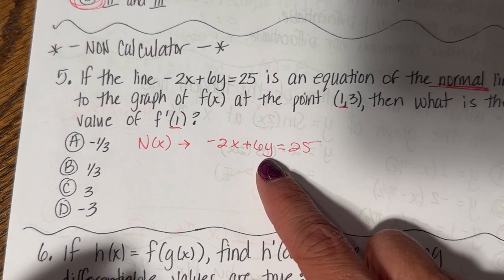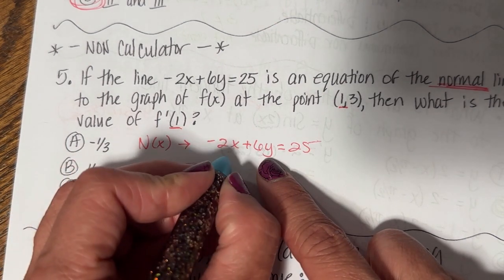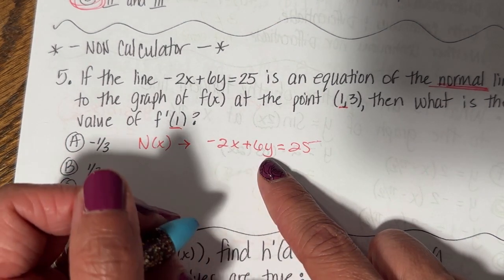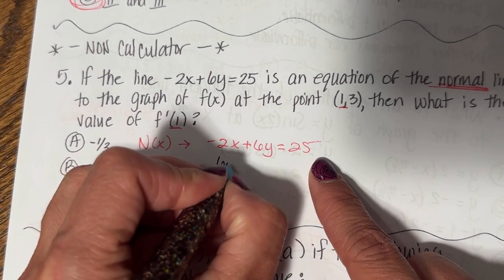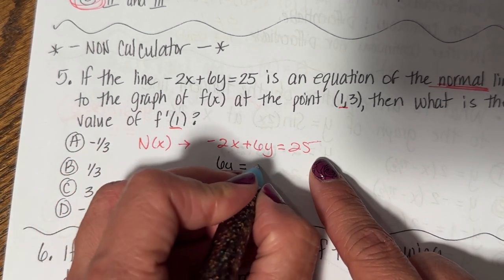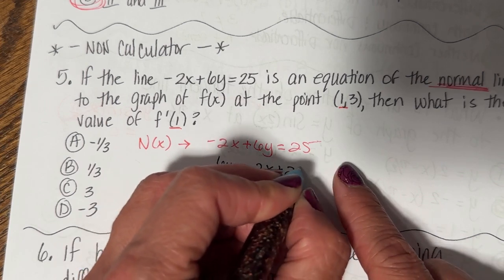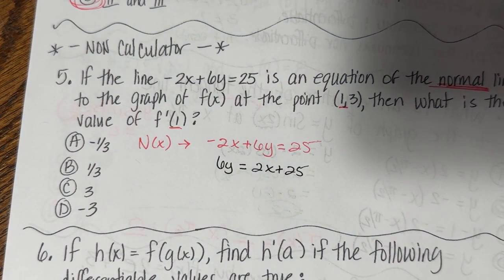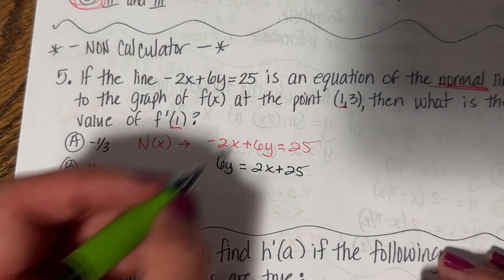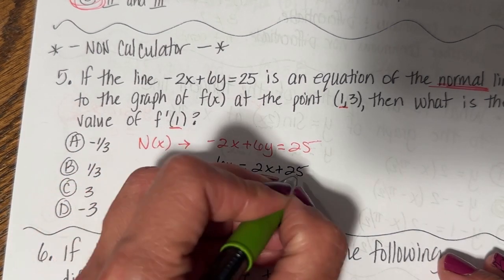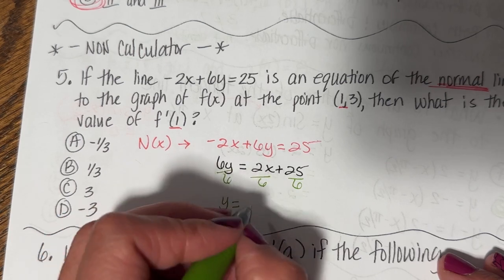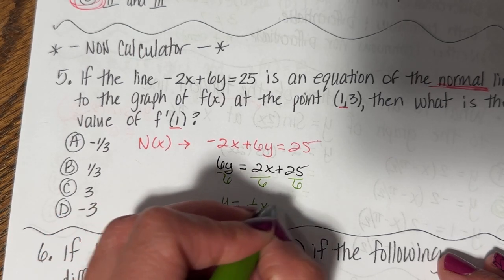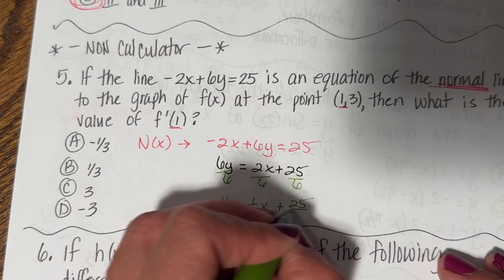I got to put this in standard form. Y equals mx plus b. So I've got to move that negative 2x over, so I've got to add it over. So that would be 6y equals 2x plus 25, because when you add it over, it's going to be a positive 2x. Then we need to divide everything by 6. So we'll get y equals 2 over 6 reduces to 1/3 x plus 25 over 6.